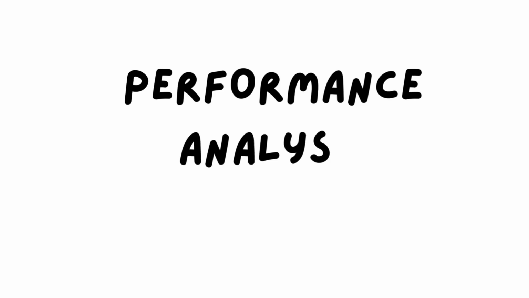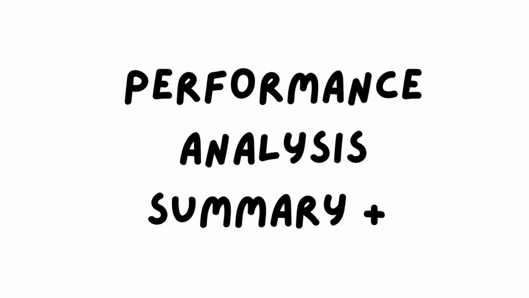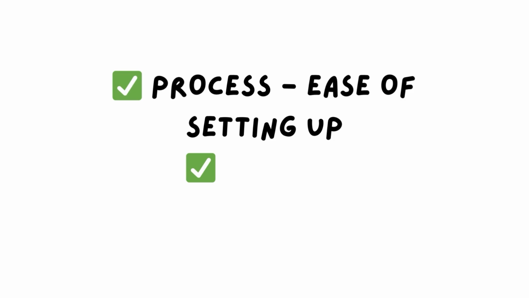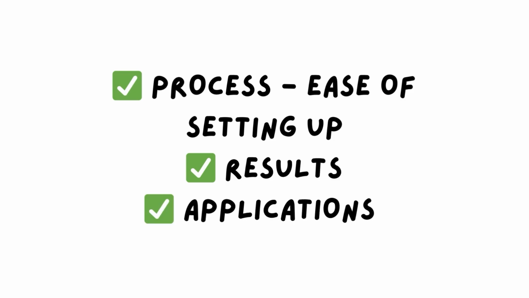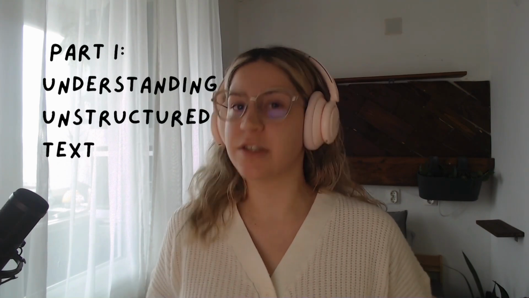But within this video, we're only going to talk about the performance comparison summary from the analysis that I've conducted and my notes on the process, how easy it was to set up, and also the results and how satisfactory they are within the context of digital marketing and SEO. A very common task in digital marketing and SEO is understanding unstructured text. This will be the first category where we're going to put the APIs head to head.